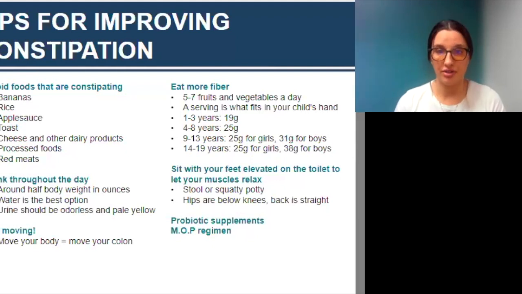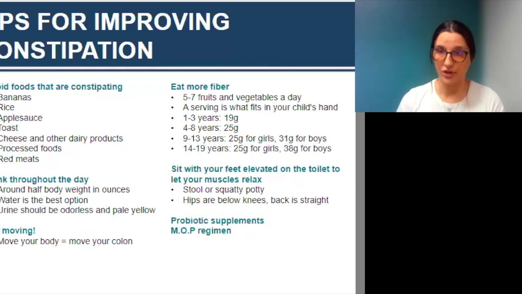Make sure they're drinking water throughout the day. You want about half the body weight in ounces. If they're doing clear juices, like an apple juice, that might be okay, but water is the best option. When they pee, the urine should be odorless, and it should be a paler yellow. It shouldn't be very dark. Moving your body, so getting at least an hour of exercise in a day.